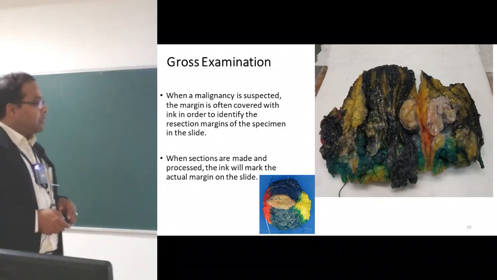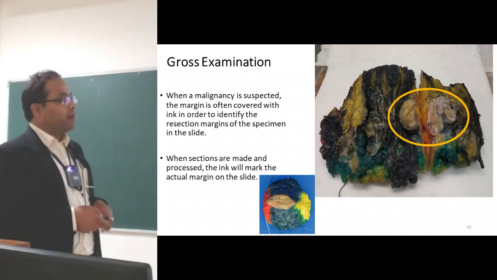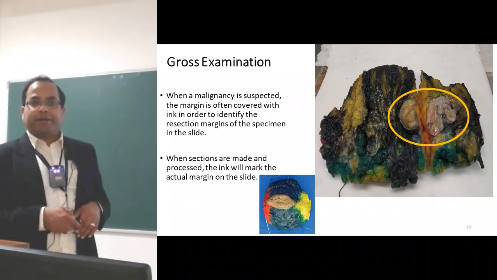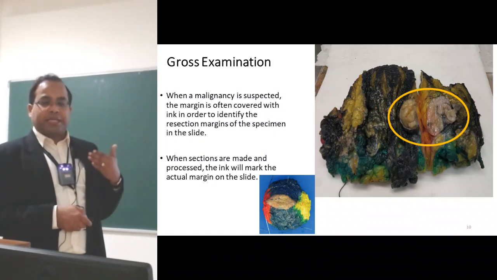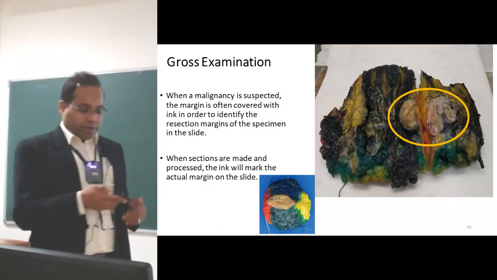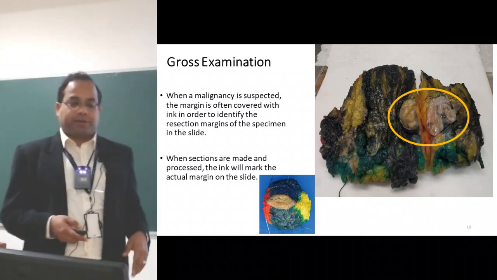we also have to let them know how far the tumor is from a particular margin. As you can see, this is the tumor which is popping out. The black color indicates the posterior resection margin, which is in proximity to the chest wall, and this is how we figure out how far the tumor is from the posterior resection margin.